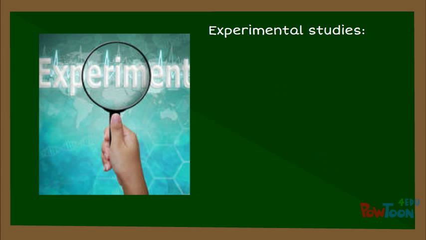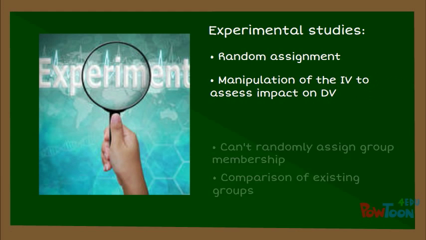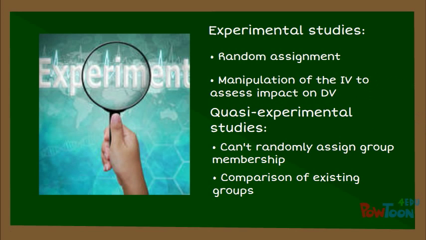Experimental studies allow researchers to assess causality by randomly assigning participants to different conditions that they want to compare. The different conditions, or what the researcher is manipulating, is your independent variable. Experimental studies examine how the independent variable, or IV, impacts the dependent variable, or DV. Sometimes we want to compare groups, but we can't randomly assign such things like asthma, ADHD, or being overweight. In these situations, a quasi-experimental study is conducted.